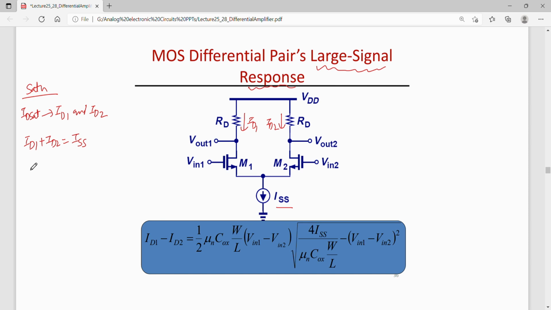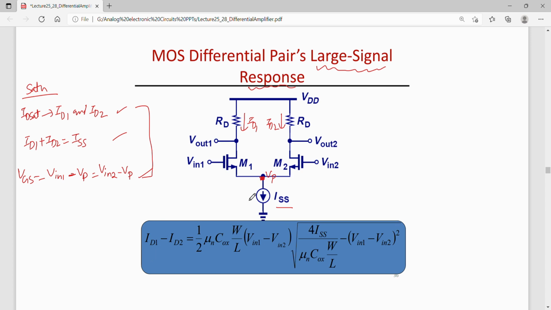And then one can also consider that this Vp is common to both transistors M1 and M2. So one can write VGS, which would be equal to Vin1 minus Vp, and this is also equal to the VGS of MOSFET number 2, which is Vin2 minus Vp. So I have another relation: 1, 2, 3. With these three relations, one can find out ID1 and ID2.